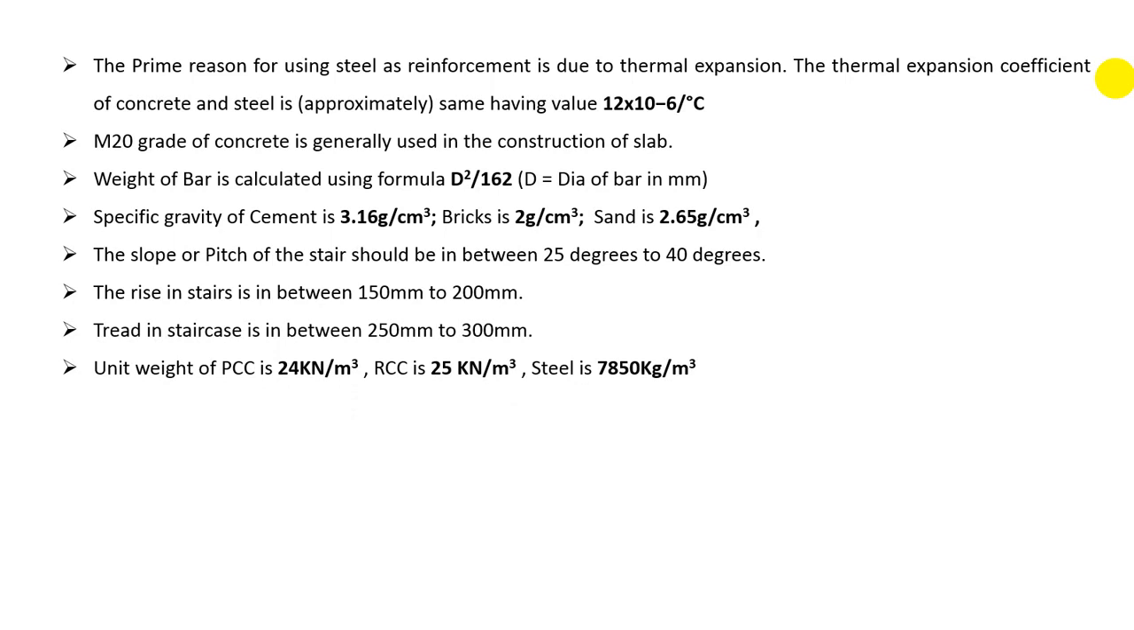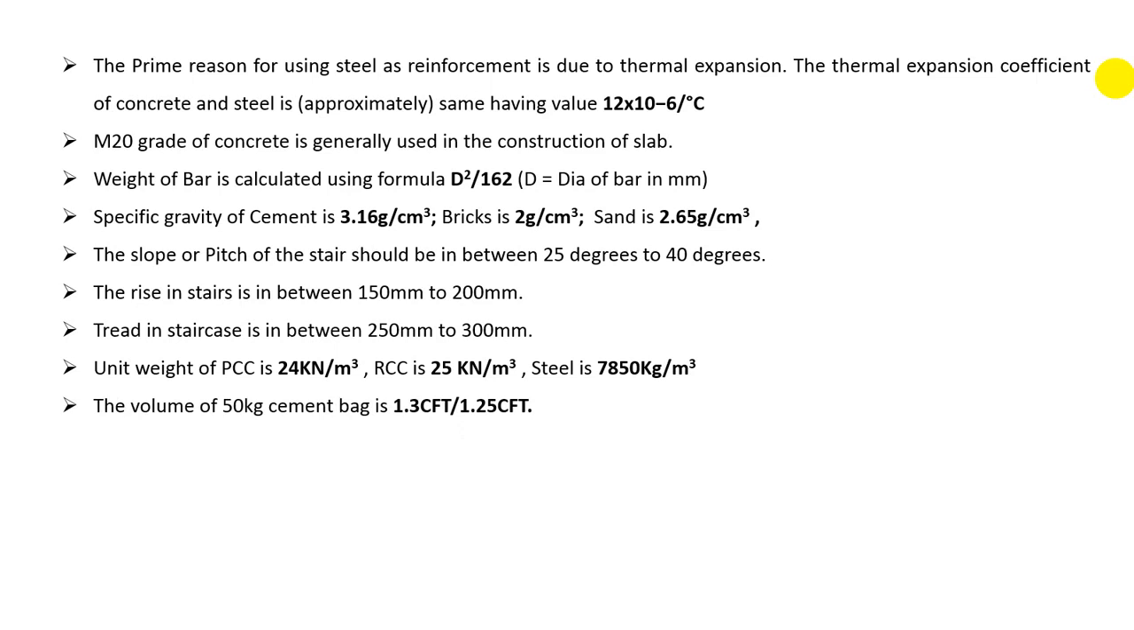The unit weight of PCC, plain cement concrete, is 24 kilonewton per meter cube, for RCC it is 25 kilonewton per meter cube, and for steel it is 7850 kg per meter cube.